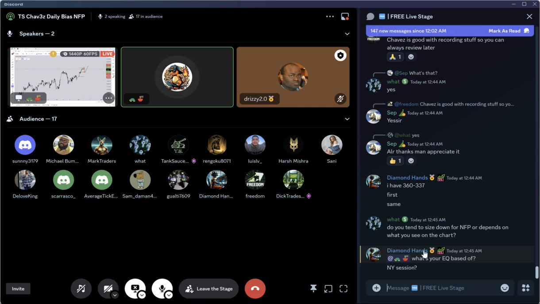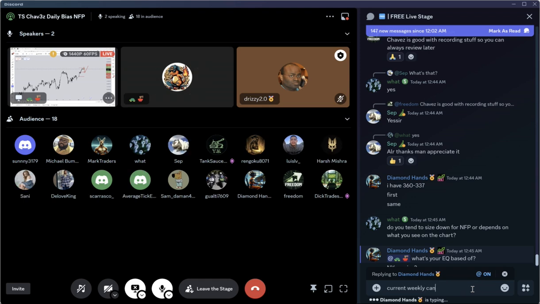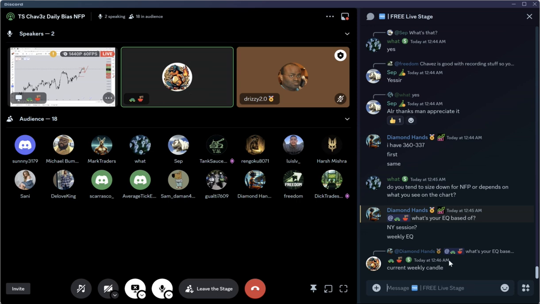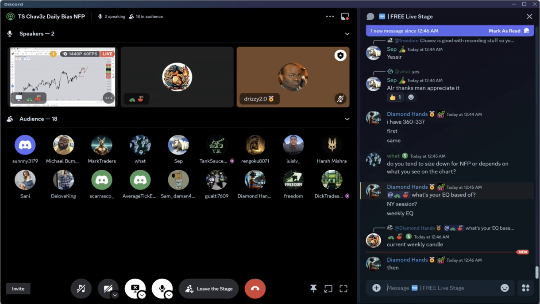Do you guys have any questions? My red EQ is based off of the weekly candle, the current weekly candle, not last week's, current. Yeah, it's the weekly EQ.